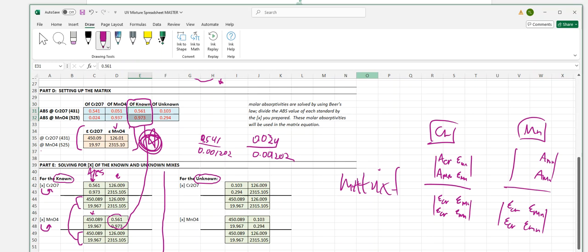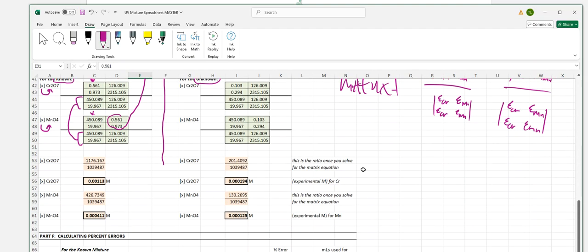And then finally, this 450 and the 19, where is that coming from? Well, those are the molar absorptivities of chromium up here at the very top. So in order to find chromium, you are using the absorbances of the chromium solutions in the matrix. In order to find manganese, you are using the absorbances of the manganese solutions in the matrix. And all of the other values are these molar absorptivities that each piece contributes to the total absorbance. That's why this is set up the way that it is.